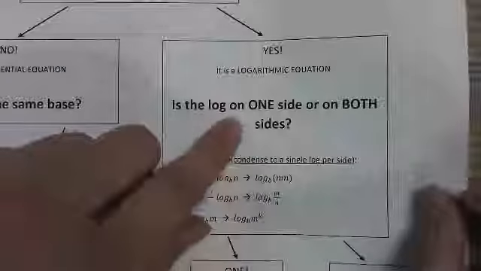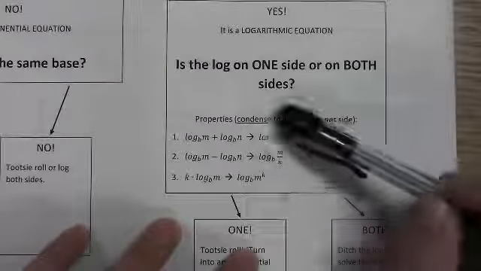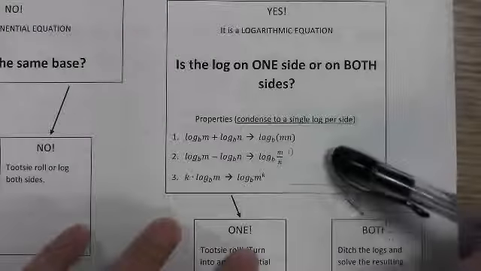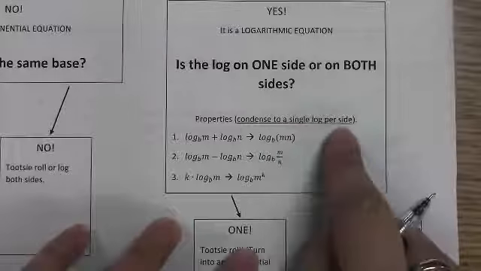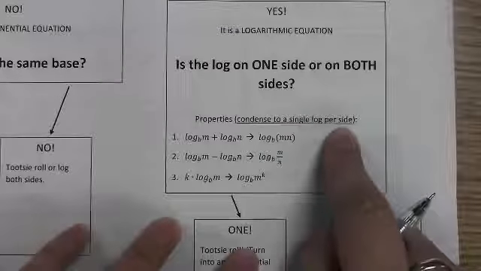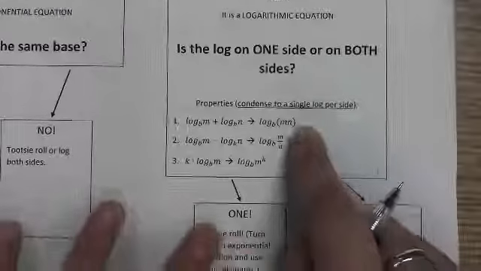And so the question is, is the log on one side or both sides? When you do these problems, the very first thing you're going to do is condense everything down, and your goal is to have a single log on each side. Or perhaps you could make it so there's just a log on one side of the equation. So that's the first goal.